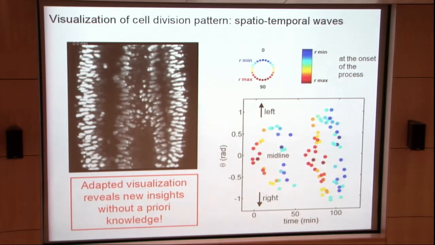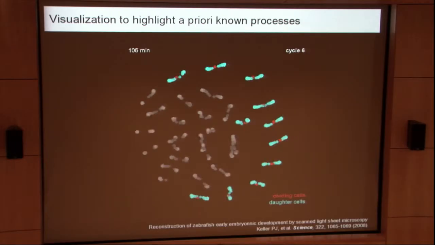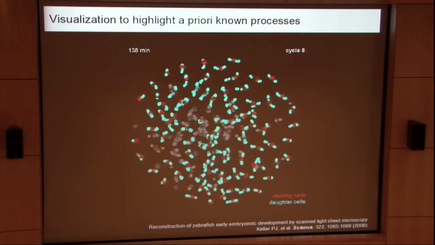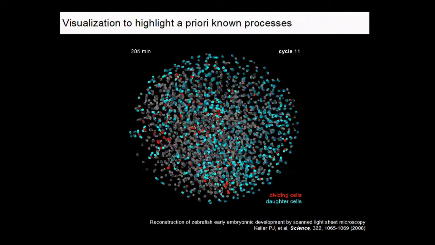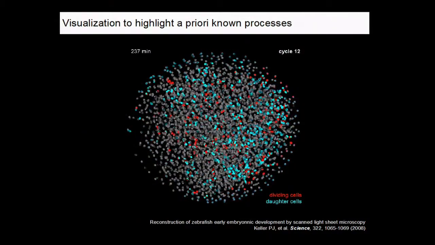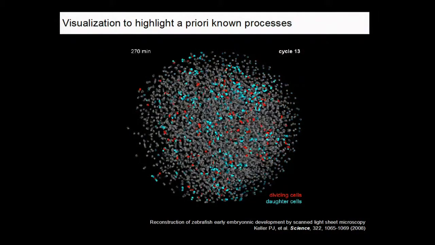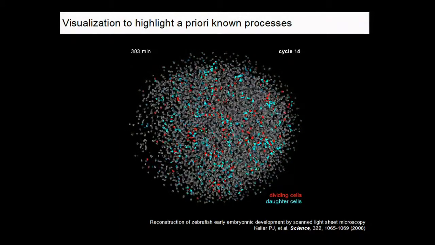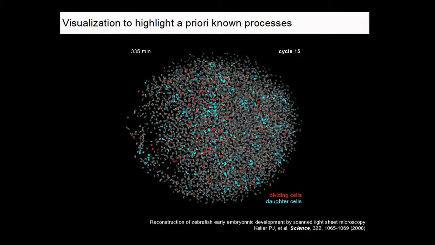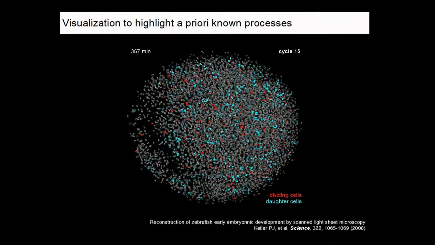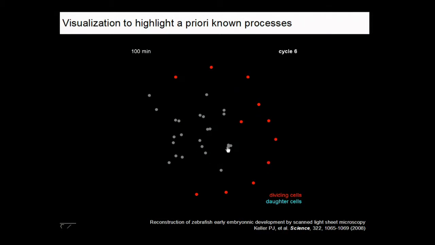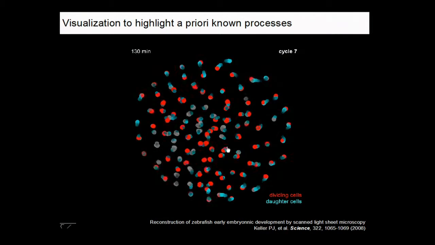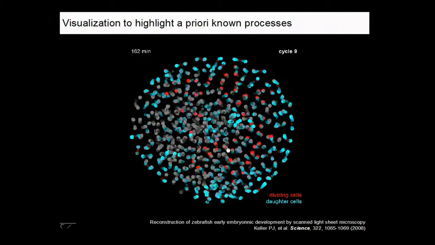This wave of division is not specific to fly. If we go back to the SPIM data of the zebrafish, in this paper done at EMBL, they also look at waves of division, and they have a really nice way to represent the cell division. They track the cells, and they display in red the cell just before division, and in blue the daughter cells. And if you look at the first division, you can see waves of division.